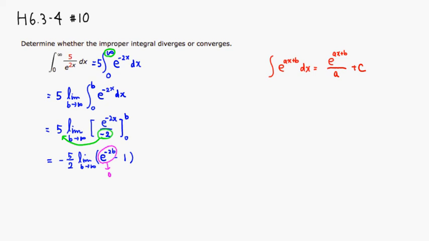So therefore, we have negative 5 over 2 times negative 1. So it's going to be 5 halves is the value of this improper integral. Alright, that's it. I hope that this was clear.